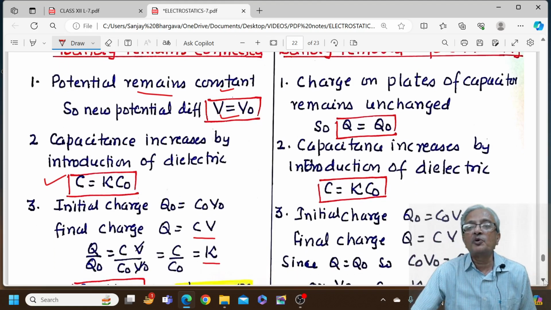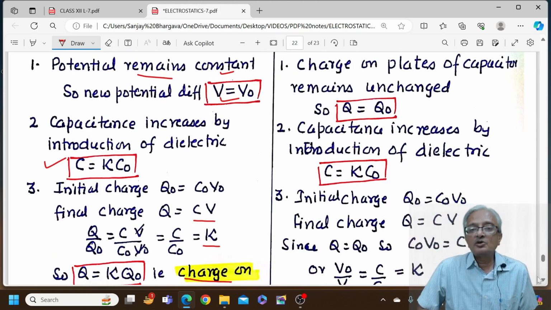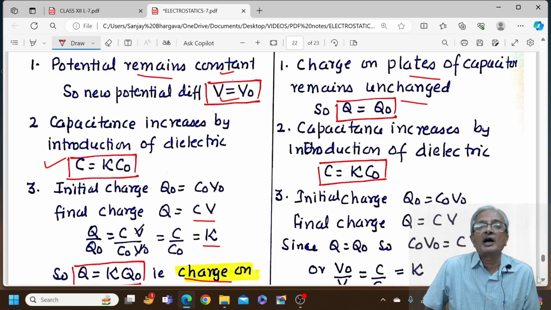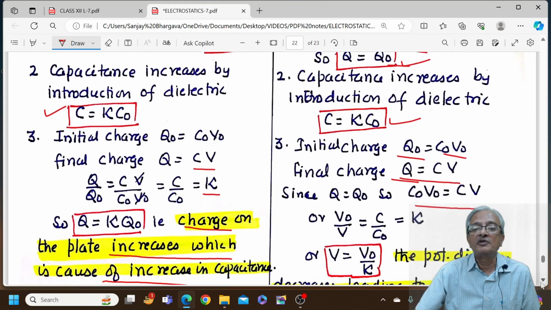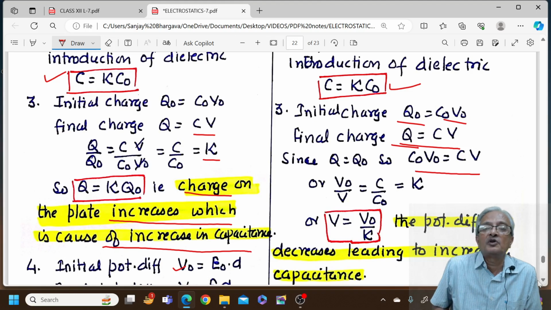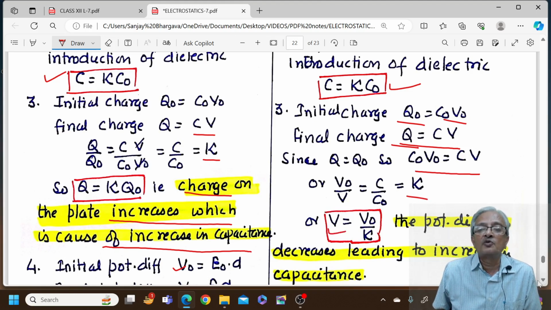If the battery is removed, the charge cannot change, so the charge on the plates of the capacitor remains unchanged. So Q would be equal to Q0. Capacitance as usual increases with the insertion of the dielectric. Q0 is C0 V0 and Q is CV. Since Q is equal to Q0, C0 V0 and CV must be equal. So V0 upon V would be equal to C upon C0, which is K. So V would now be equal to V0 by K. That is, the potential difference decreases, leading to the increase of capacitance.